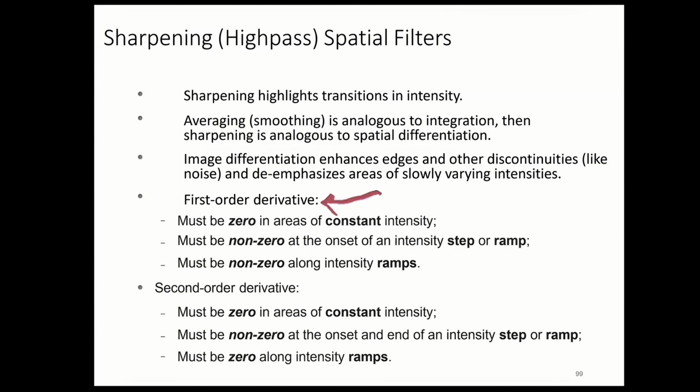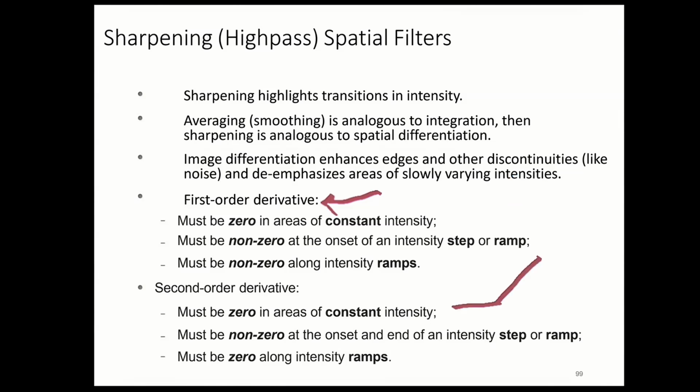What are the properties of the first order derivative? It is zero when we have constant intensity. If a function has a constant value and I differentiate, I get zero. It is non-zero at the onset of an intensity step or ramp. Let's say you're going along and suddenly you have a step, at x plus 1, a jump. If I differentiate it, it will be a non-zero value because of the sharp transition.